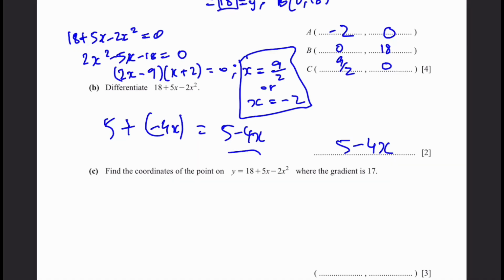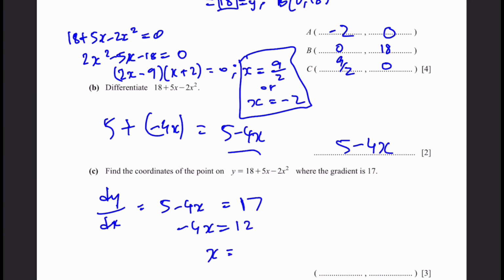Part C. Find the coordinates of the point on y equals 18 plus 5x minus 2x squared, where the gradient is 17. We found the derivative in the previous question. dy by dx is equal to 5 minus 4x. And in this question, the gradient is 17. So dy by dx is 17. So that means negative 4x is equal to 12. And x is equal to 12 divided by negative 4, which is minus 3.